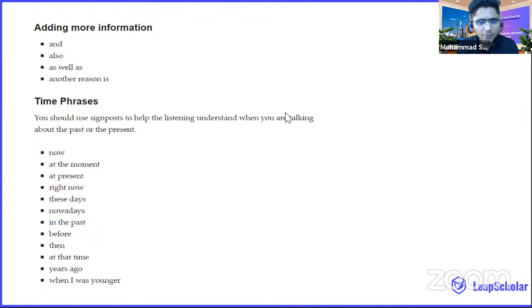Earlier, people used to like spending time with families. Nowadays, they are busy with work. Yes, we can talk about future also. We can use time phrases for future also. In future, this is going to be the scenario. How can we say that?